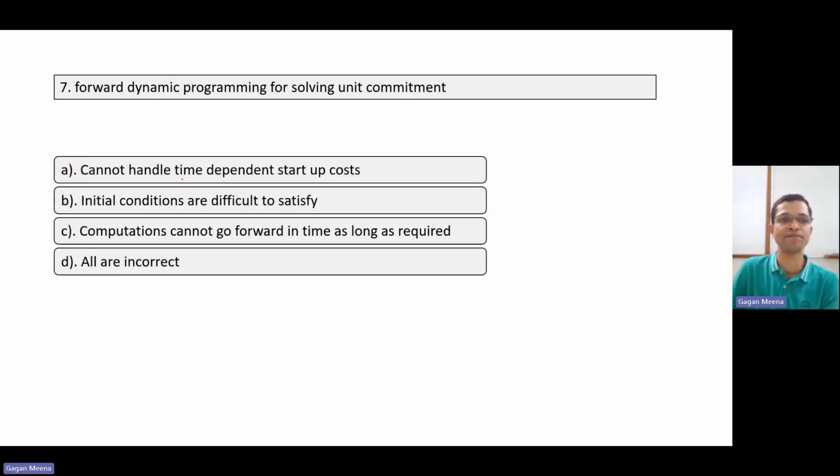Forward dynamic program, it cannot handle, it is incorrect. It can handle. Initial conditions are easier to satisfy, so this is also not correct. Computation cannot go forward, it can go forward. This is also incorrect, so all are incorrect in this case.